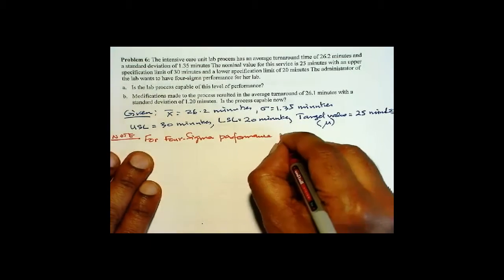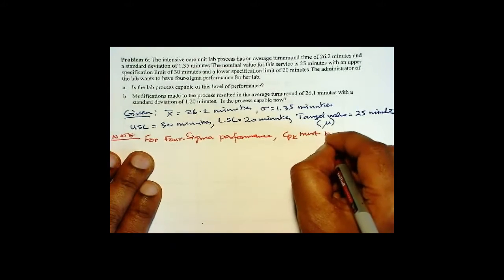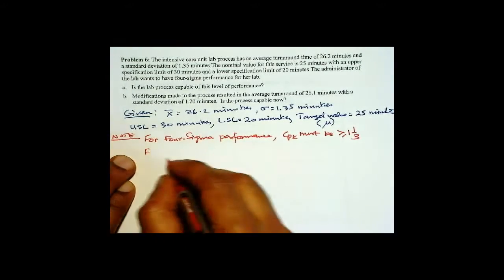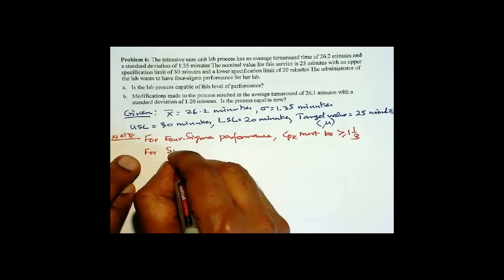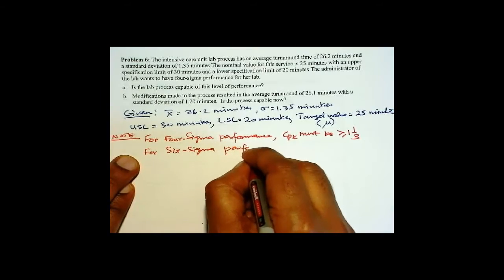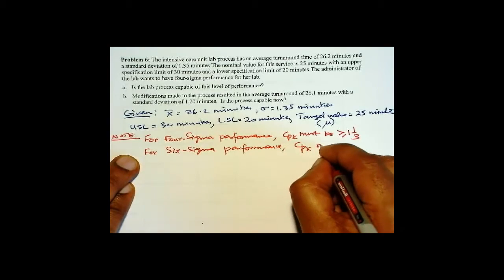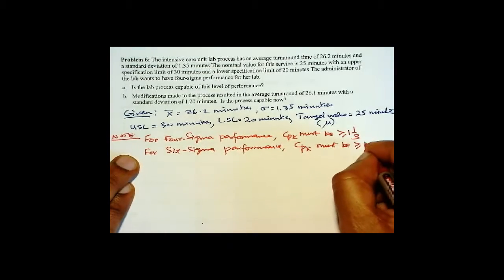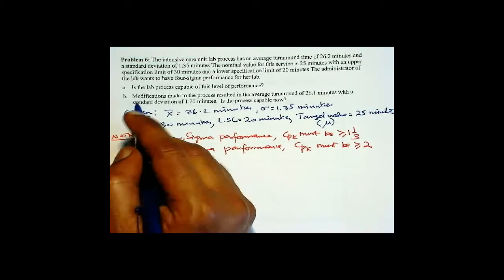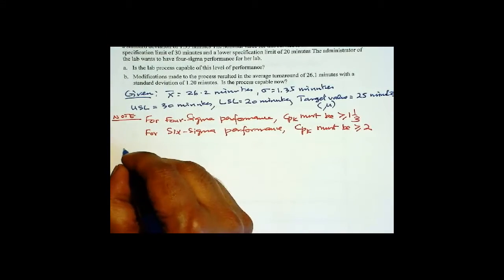C sub pk must be greater than or equal to 1 1/3. That is the normal performance. For superior performance, that will be like 6 sigma operations or 6 sigma performance, C sub pk must be greater than or equal to 2. So let's consider whether the lab process is capable or not.